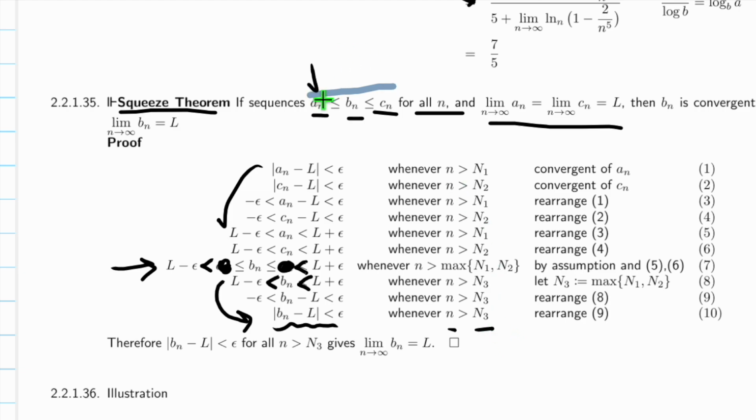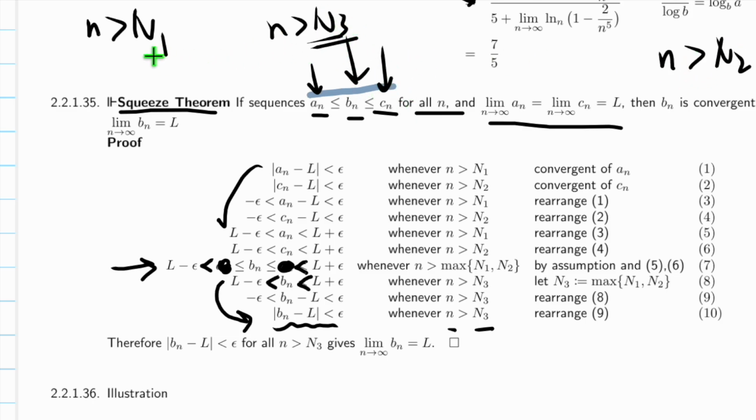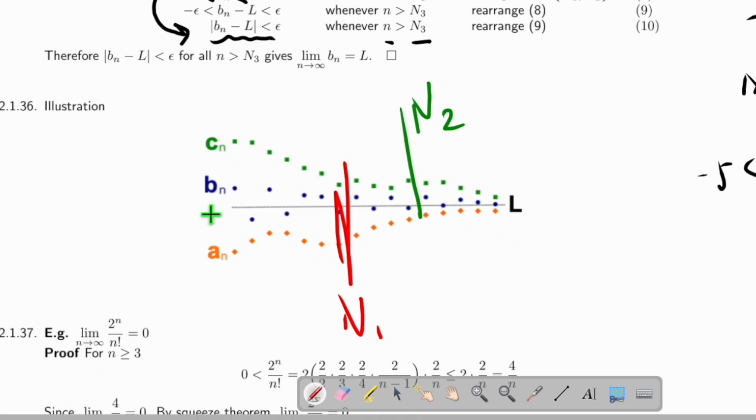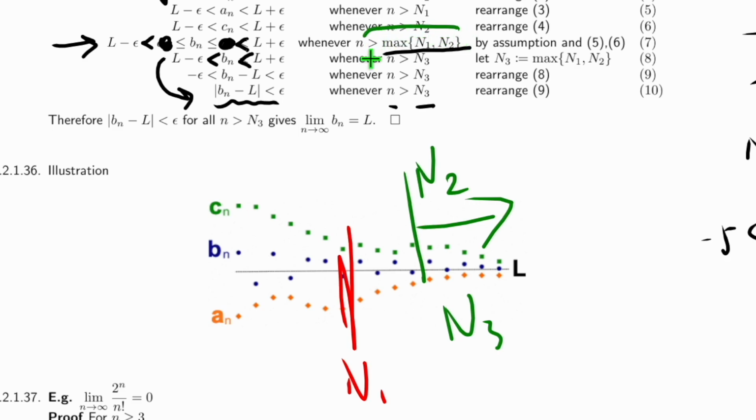For this An, the epsilon delta is n larger than n1. For this Cn, the epsilon delta is n larger than n2. Then for Bn it will be n larger than n3. What is the relationship between n1, n2, and n3? I take n3 as the largest of n1 and n2. Suppose this is my sequence. An and Cn converge to L. For An, I use a red pen, it cuts here, this is my n1. For Cn, it cuts here, this is my n2. Then when will my Bn converge to L? It will have converged after here, so I can say this is my n3. What's n3? The max of n1 and n2. That's why I have this.